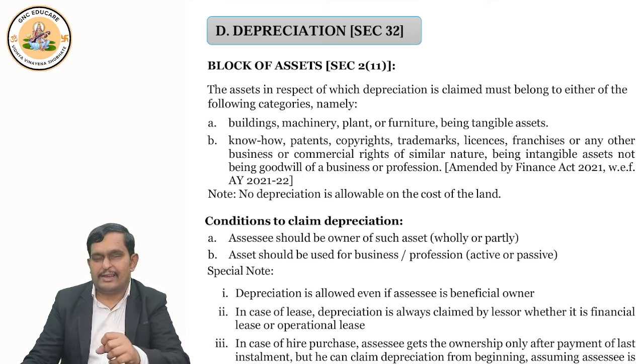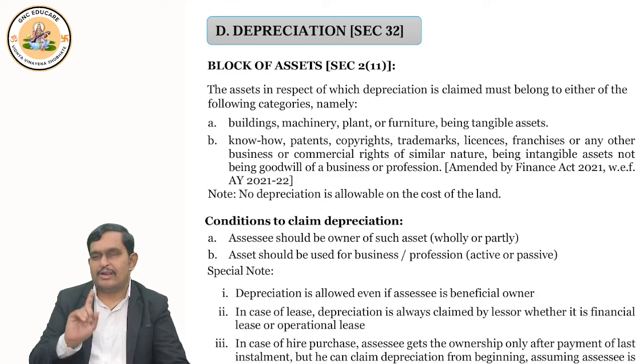Even sometimes we can say route permits, that also you can take, correct? Other business or commercial rights. But goodwill of business or profession is not an asset. We cannot claim depreciation on goodwill. Even though it is purchased goodwill, you cannot claim depreciation. So no depreciation on purchased goodwill also. Please remember, goodwill of business and profession doesn't form part of block of assets.